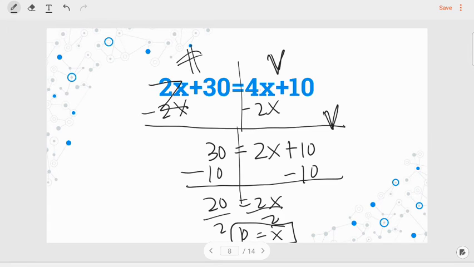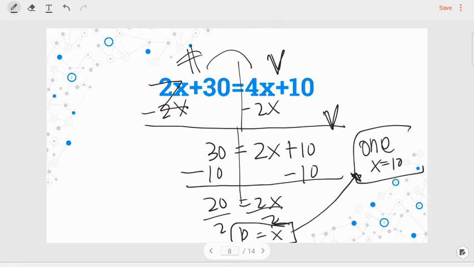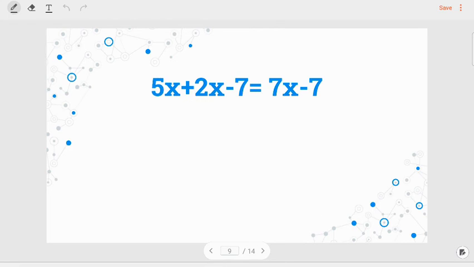Now, do I have just plain old numbers on both sides? Nope. So then it's not infinite solutions. And it's not no solution. This has one solution, and only at one time are these ever going to be the same, when x equals 10. Let's try another one.